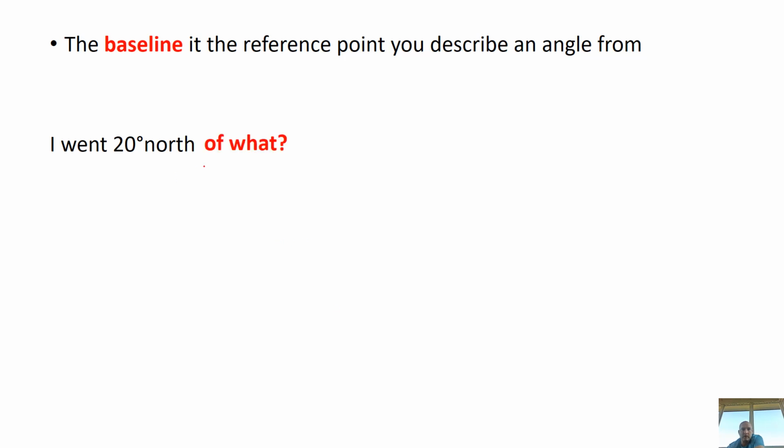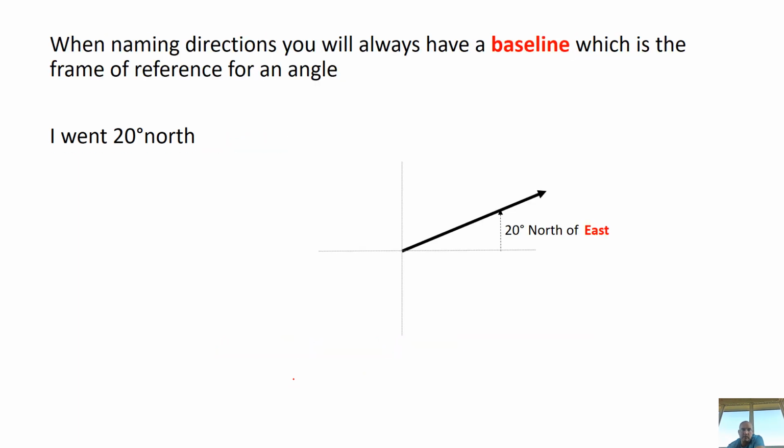So if I went 20 degrees north of what? It's going to be some sort of axis. It could be north, south, or it could be just the y-axis. There's a lot of different ways to name them. They could be positive y-axis, negative y-axis. So we'll see that. I'll have a couple different examples in here.